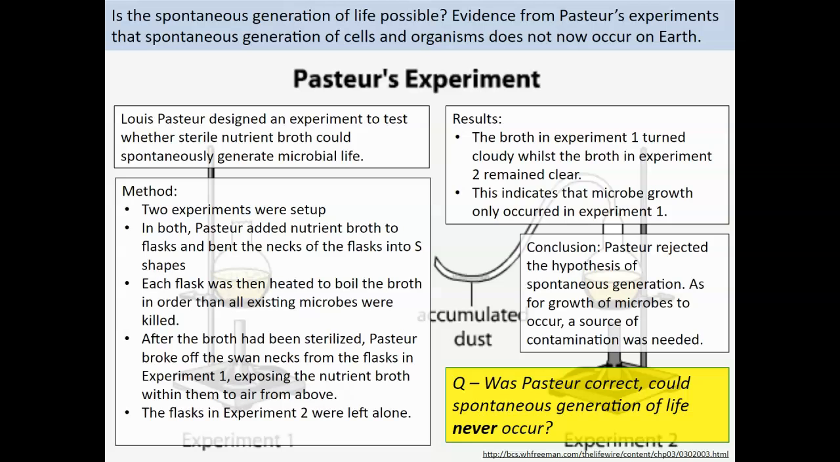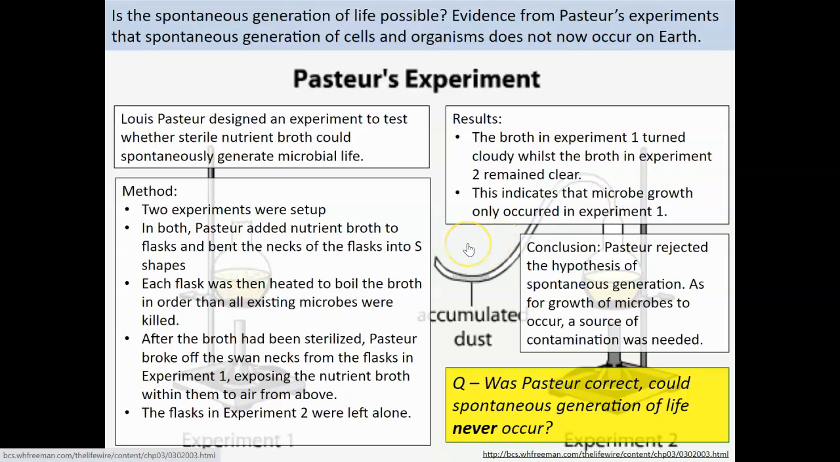Then he let it sit for a period of time. When he came back, one of the solutions was cloudy. That was the broken neck flask. And the other solution was still clear, meaning that there was no microbial growth in this flask, but there was microbial growth in the cloudy flask. Cloudy is an indication that microbes are there.